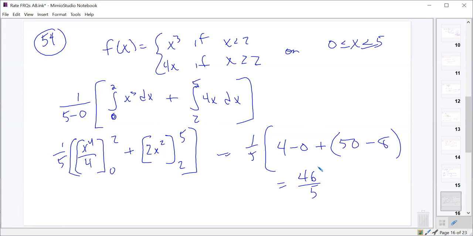Now, this was a calculator problem, so this is in the calculator section. You could have the calculator evaluate those integrals for you, but either way, we did it by hand. We're better than the calculator. Any questions there on 54?